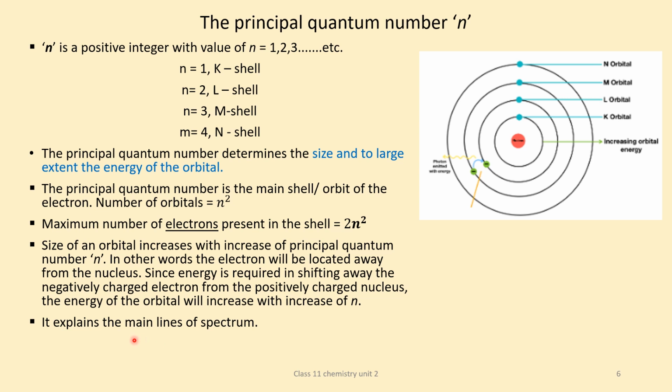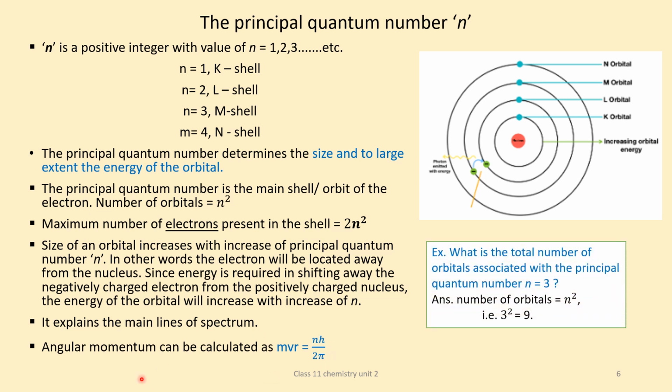The principal quantum number explains the main lines of the spectrum. The angular momentum can be calculated by using the equation mvr is equal to nh by 2pi. The left hand side is angular momentum, mass into velocity into radius, equals nh by 2pi.